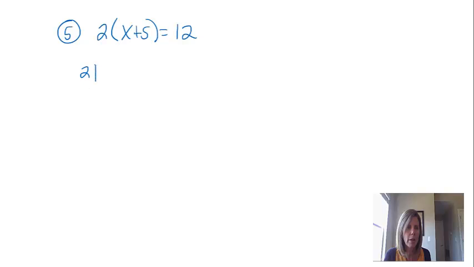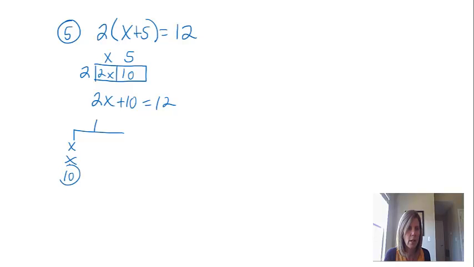I'm going to do the area model on this one because that's just my favorite way of doing the problems. So x and 5, 2 times x is 2x, 2 times 5 is 10. So my answer will be 2x plus 10 and then equals 12. And then I think I will go ahead and do the balance. I have 2 x's and 10. And then on the other side, I have 12.